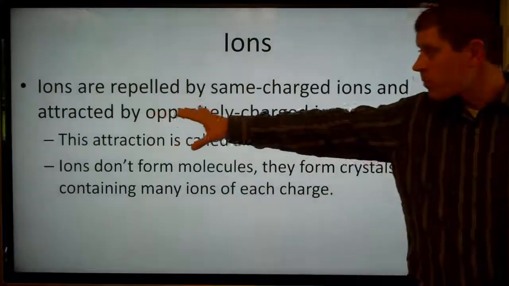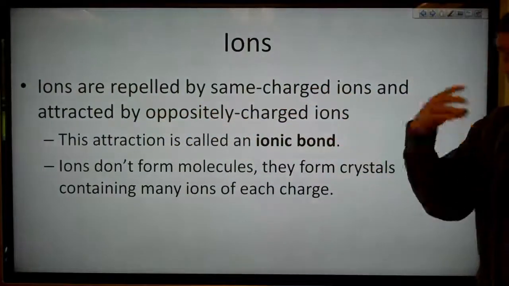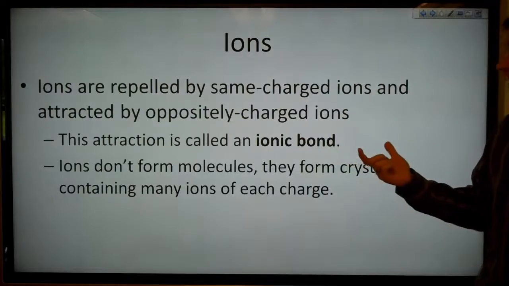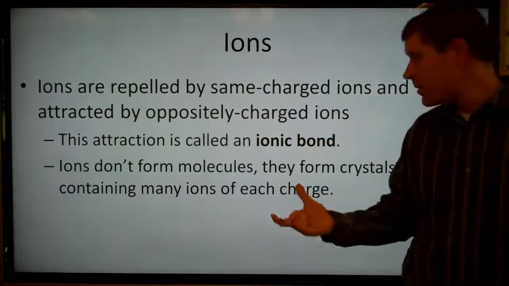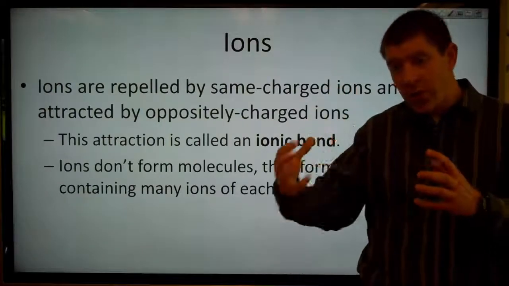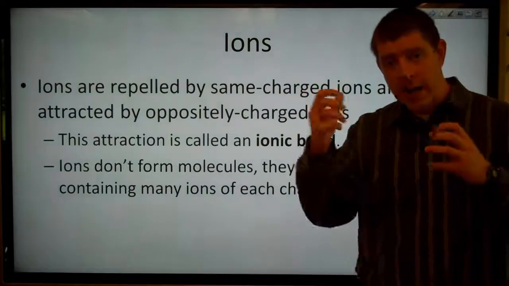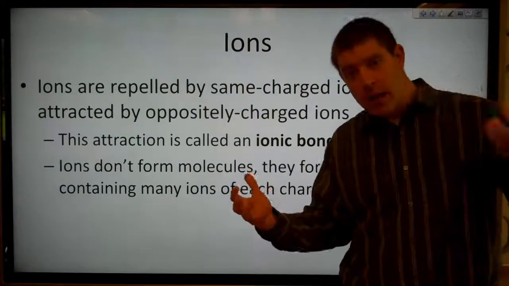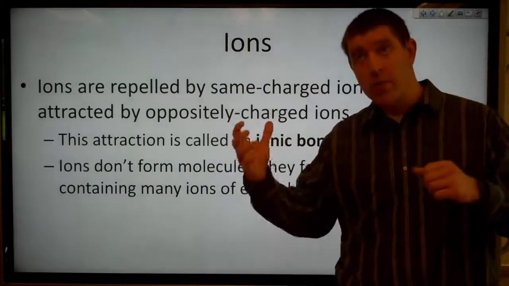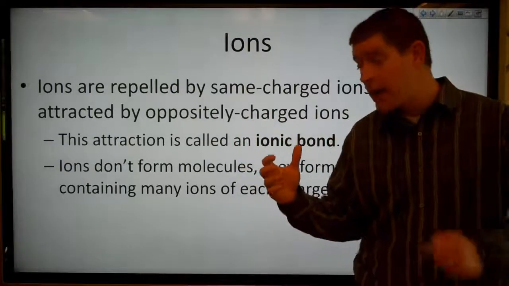So, ions are repelled by same charged ions, and attracted by oppositely charged ions. So, an anion repels another anion, but it attracts a cation. A cation repels another cation, but attracts an anion.